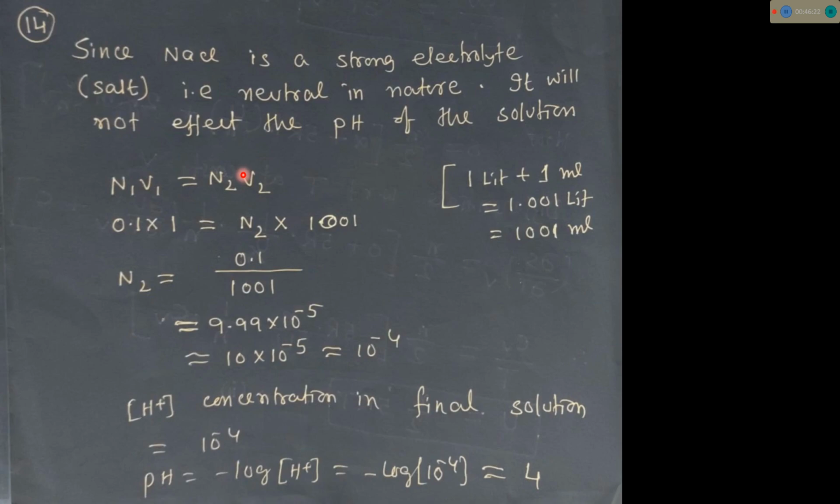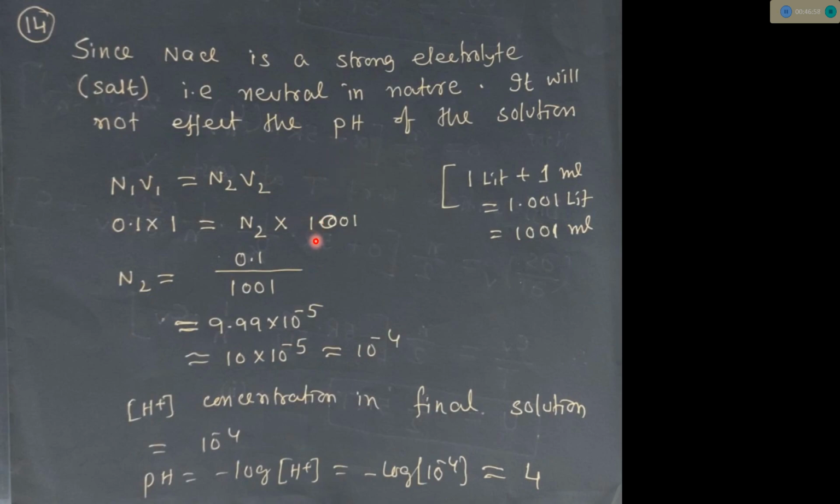Now we have to find the concentration of HCl or H plus. The concentration of H plus will be the same as the concentration of HCl, because it is a strong acid. So we have to find the concentration of the resulting solution. Now, 1 ml of 0.1 normal HCl we are adding to 1 liter of sodium chloride. This is the initial condition. In the resulting condition, we have to find the concentration and the volume of the resultant solution. What will be the volume of the resultant solution?